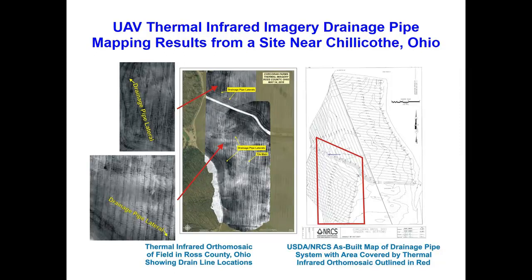If you look here, you see a lot of north-south features that are really just the response of field operations. But if we enlarge certain areas, besides these north-south features, we started picking up these subtle northwest-southeast features. And those tied in totally with the drainage pipe map. So even though they were subtle, we were able to map the drainage pipes in that field.